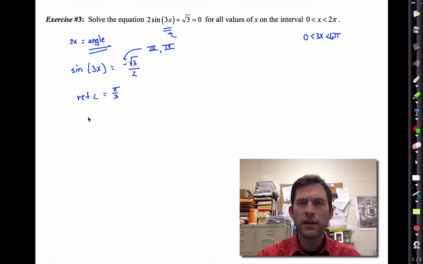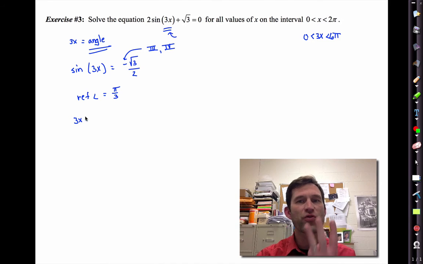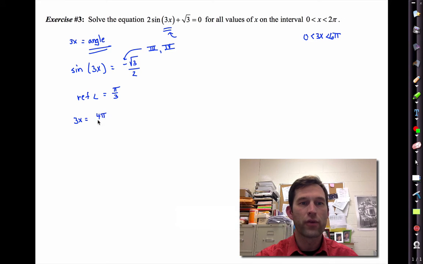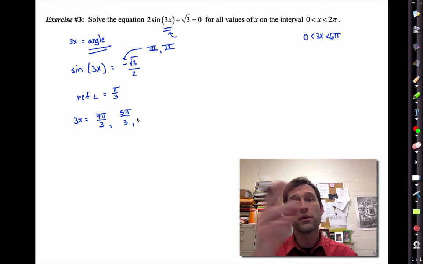All right, so let's think about this. We have to go around the unit circle 3 times, right? Because I have to go 0 to 6 pi. The first time I hit a pi over 3 in quadrant 3 is going to be at 4 pi over 3. That's my 3rd quadrant. And in my 4th quadrant, I have 5 pi over 3. So that puts me around the unit circle once.